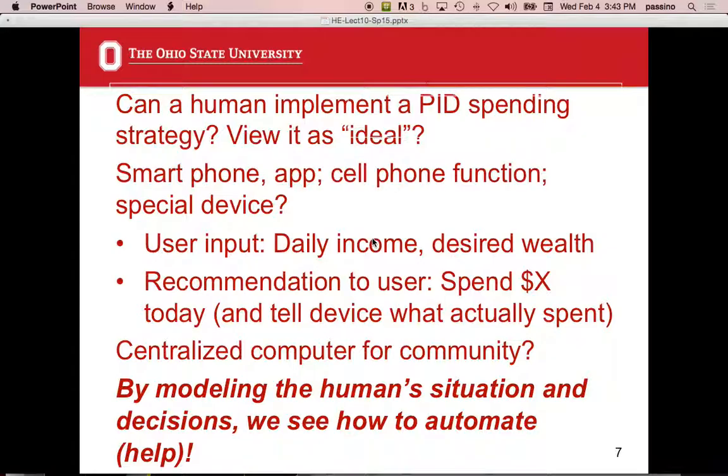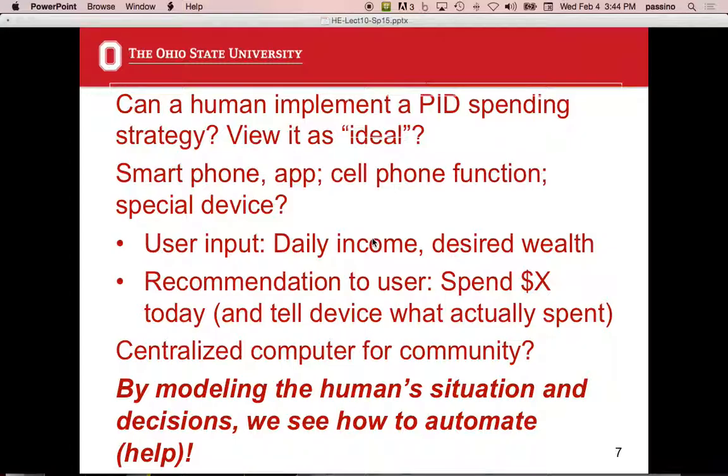So then what happens is you'll pop your cell phone open, you put in your desired wealth, you put in your daily income, it does a little computation, and it comes back and says, hey, spend this, okay? Let's say they take the advice. Great, you start going day after day after day. Let's say they don't take the advice. Well, as an engineer, you can simulate what will happen if they don't take the advice, right? And you can design the algorithm to help them recover and so on and so forth.